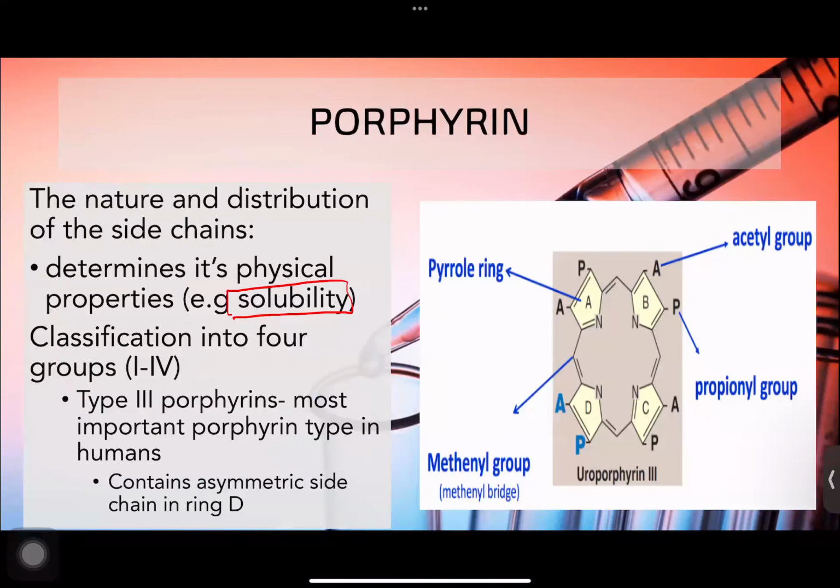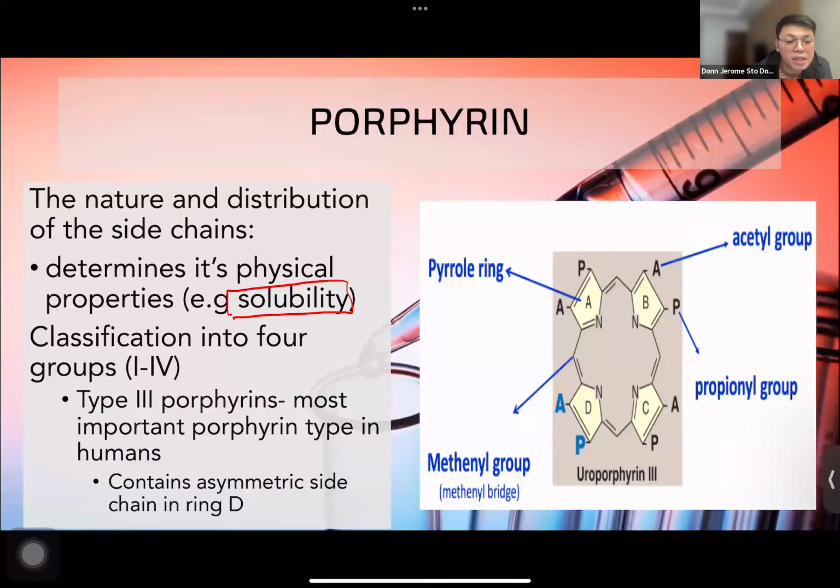Alright. So we can classify porphyrins into 4 types. But in the interest of medical biochemistry, we'll only be discussing the type 3 porphyrin. We can identify the type 3 porphyrin by the presence of an asymmetric side chain on ring D or ring 4. It's the same thing.